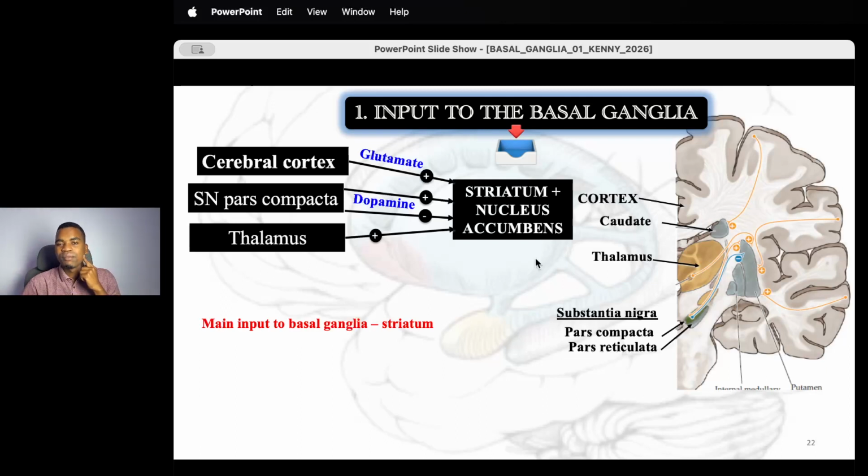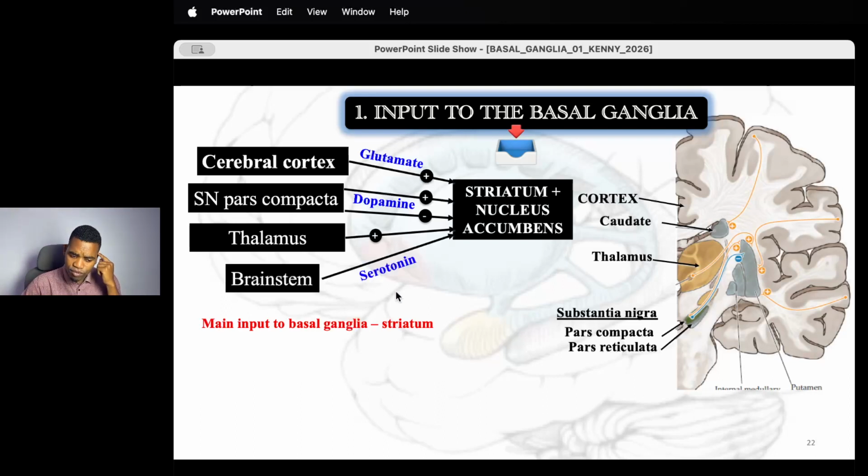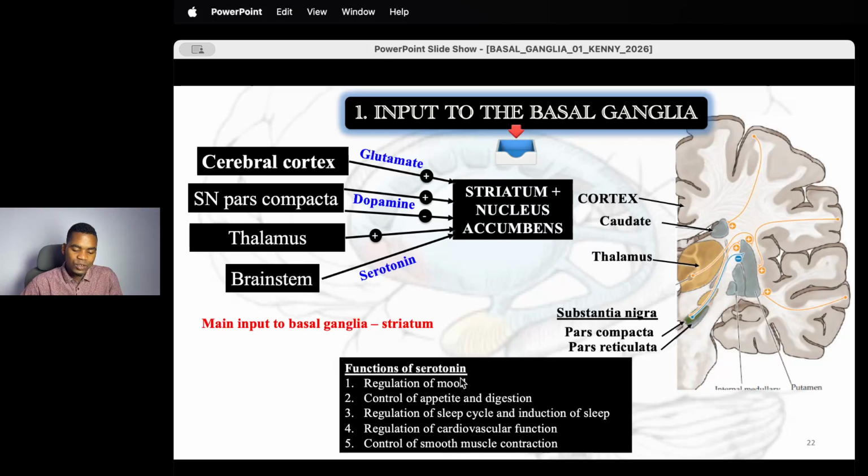But we also have input from the brainstem, and from the brainstem the input is coming through serotonin. Serotonin is referred to as a mood hormone. This is what controls your mood. When you go to the gym or go to different pleasurable places, it is to activate your serotonin, and this is what gives you a mood. But it also controls appetite and digestion. It is also important in regulation of the sleep cycle and the induction of sleep for you to fall asleep. But it's also involved in regulation of cardiovascular function and controlling smooth muscle contraction.